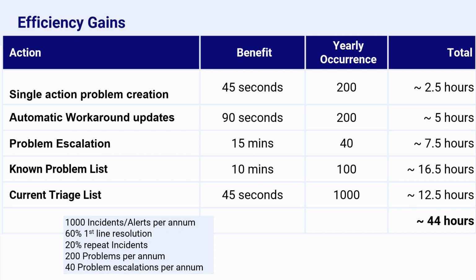And they've gone on to extend this and do lots more things and have cut back that time. You can see what time it would save you by replacing the benefit times and the yearly occurrence for you and just doing a simple calculation. We hope you found this useful and gives you real insight about how a relatively small change such as the single action problem creation, which saves you 45 seconds, when repeated a number of times over a year, can give you great savings.